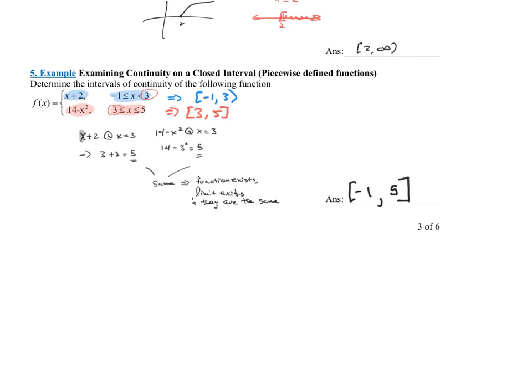Can we include the number 3 or not? Again, we plugged 3 into both of them to figure it out. They did agree. Because they agree, we can just make it continuous directly from -1 to 5. Otherwise, we would have had to break it up into those two separate intervals.